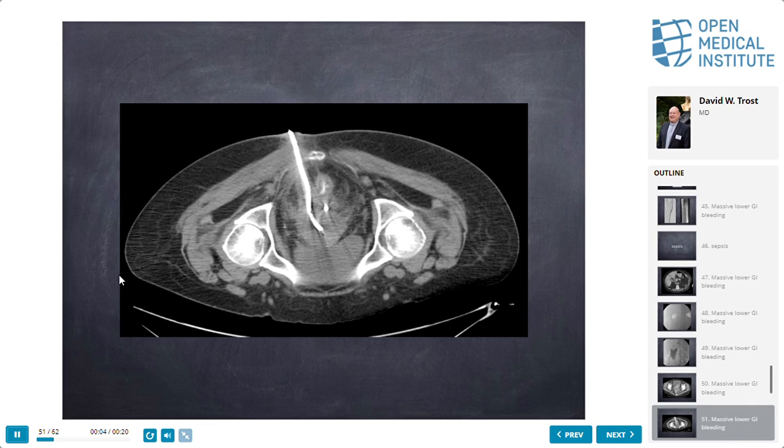We go transgluteal approach, try to stay below the piriformis muscle to try to minimize the risk of nerve or vascular damage, and we can usually drain these pretty well.